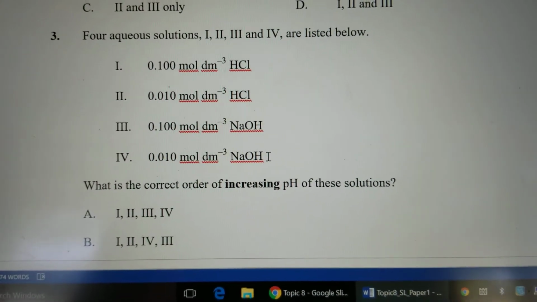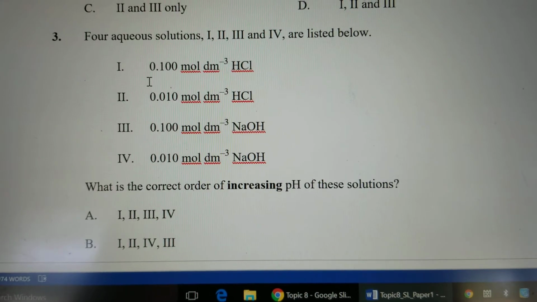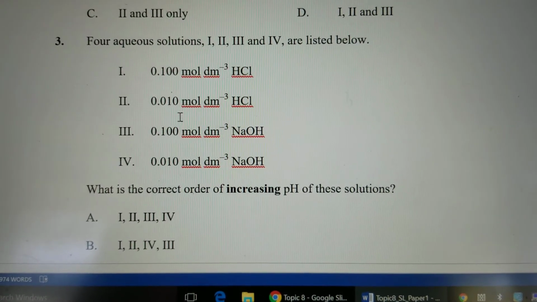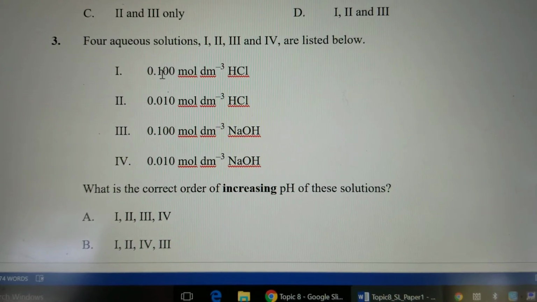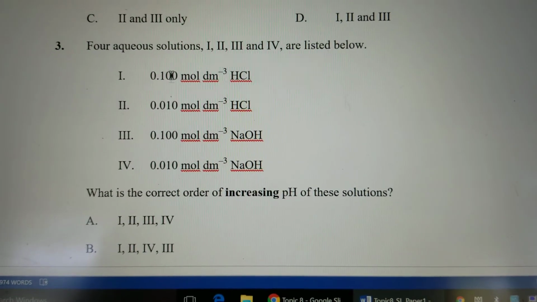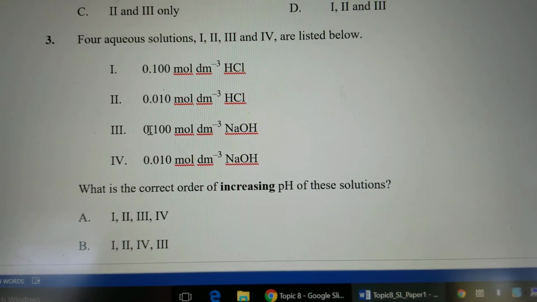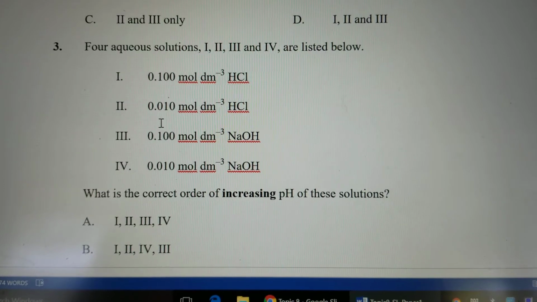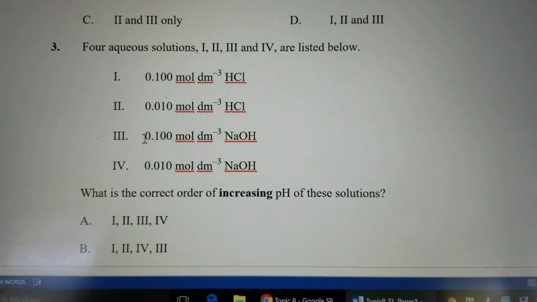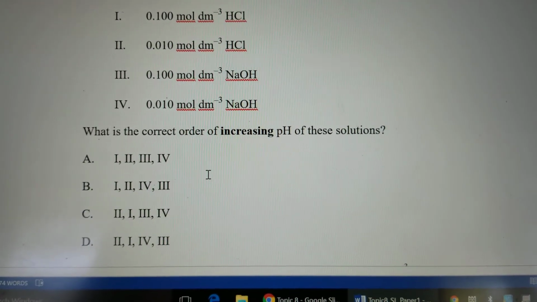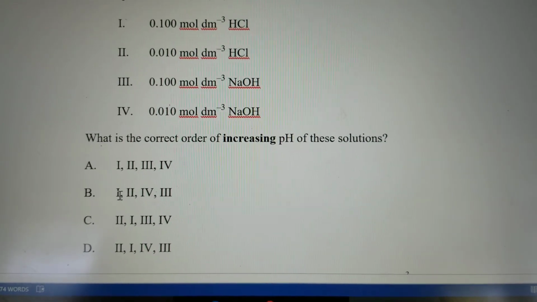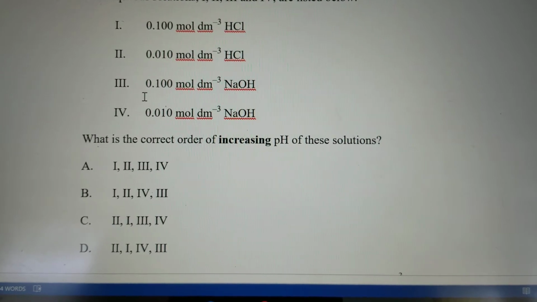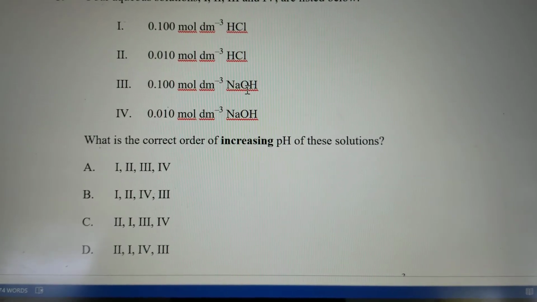The higher concentration, 0.1 HCl, is stronger than 0.01. So this is going to be first. This is going to have the lowest pH. And then the 0.1 NaOH is going to be stronger than the 0.01 NaOH. So this one has to be last. So 3 has to be last. So the only correct option would be letter B, where the higher concentration acid is the lowest pH and the higher concentration base is the highest pH.